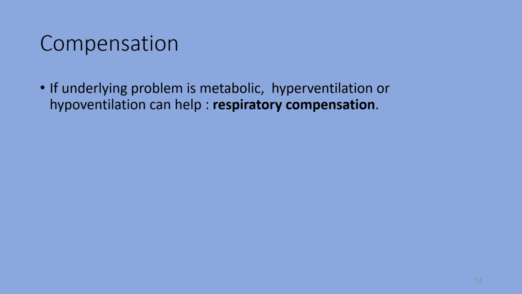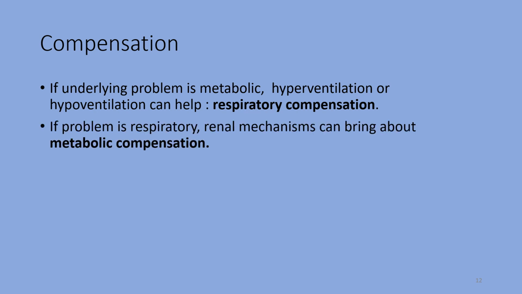If the main problem is metabolic, hyperventilation or hypoventilation can help the acid-base balance return to the normal level. That is called respiratory compensation. If the main problem is respiratory, the renal mechanism tries to bring it back to the normal level. That is called metabolic compensation.